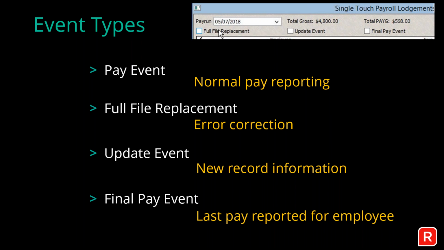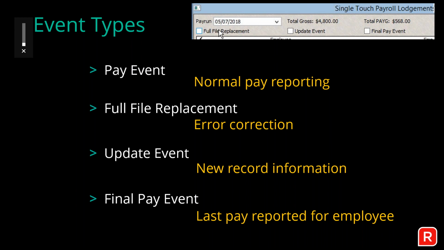An update event is used in a similar way for recording new information, changing information, but rather than being broad-based like with most people, it's usually just to one employee. So what the update event will do at the ATO is merely replace your earlier reporting for that employee with this latest information that you've now submitted.